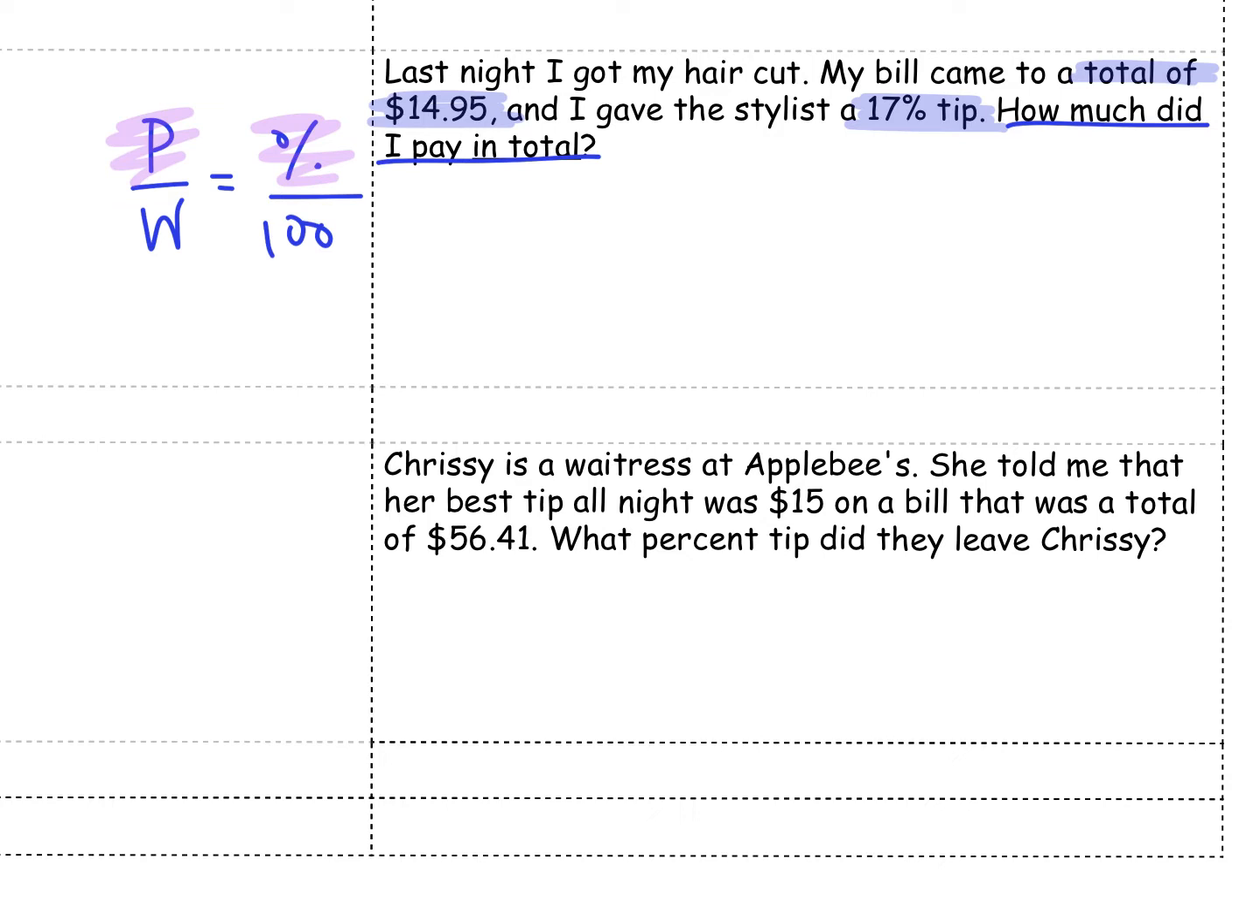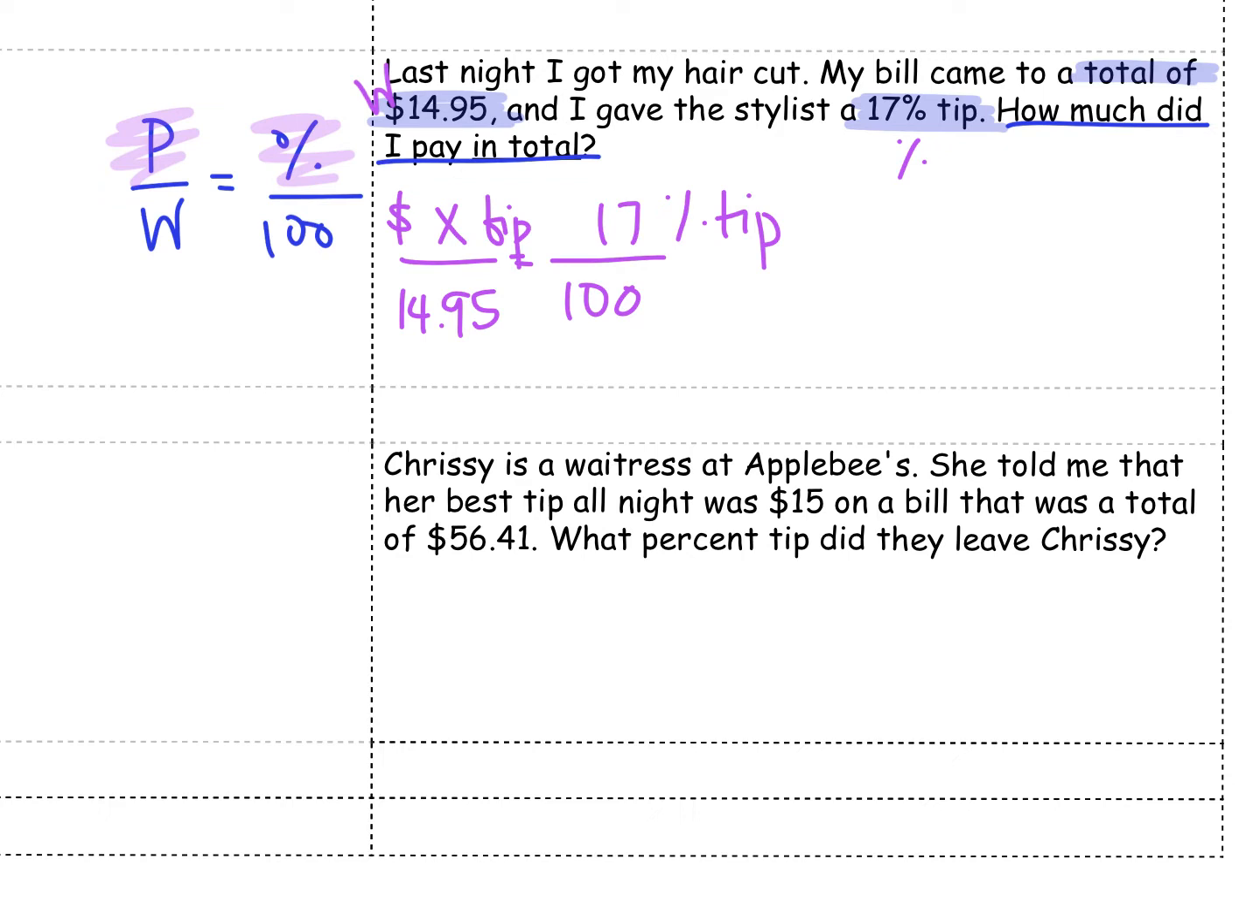So when I set this up, I had a total, so that's the whole. This is clearly the percent. I'm going to end up finding a part. But when I think about setting up this proportion, it's over 100. Part, I don't know. Whole, $14.95. Percent is 17. This is the percent tip that I left. So my X is going to be the dollar tip. It's not going to be how much I ended up paying. We'll have to calculate that later using our markup strategies.